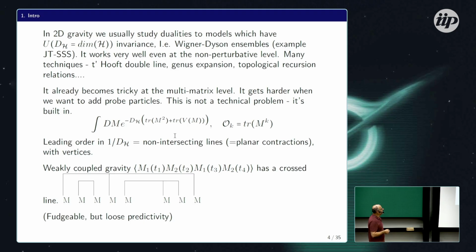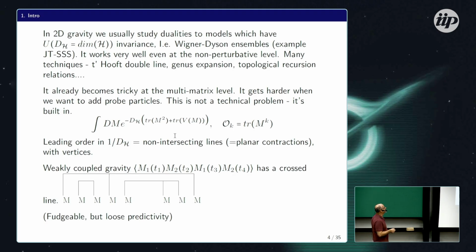It becomes even worse when you try and add probes to this theory and compute something like an OTOC, or generally just match the dynamics of probes to that of gravity. This is a personal take. Other people will strongly disagree with this statement.